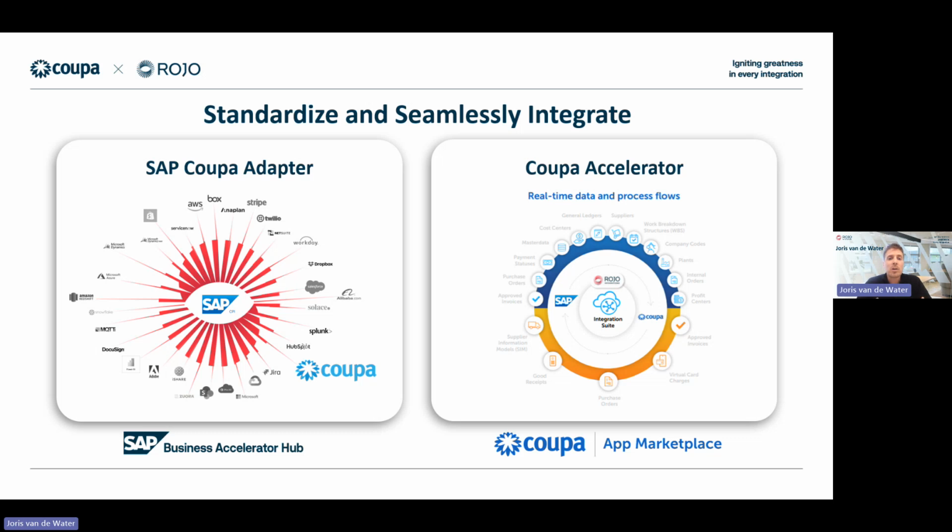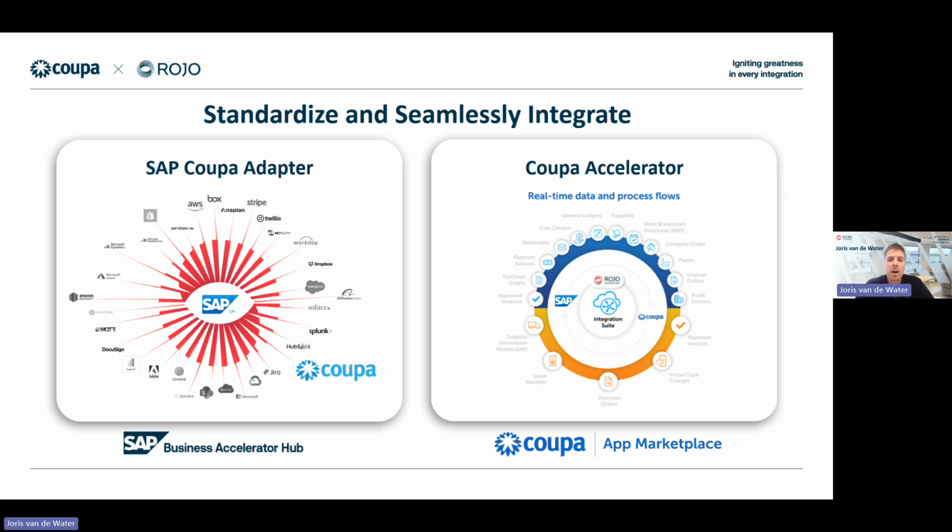On top of that, there's the Coupa Accelerator. It's an integration content package that will help you to seamlessly integrate SAP and Coupa from a more functional perspective. Well, as a partner of Coupa, we have worked closely together with their product development teams for the last 2 years to build this standard solution. It's a set of valuable content which adds functional knowledge to the adapter.